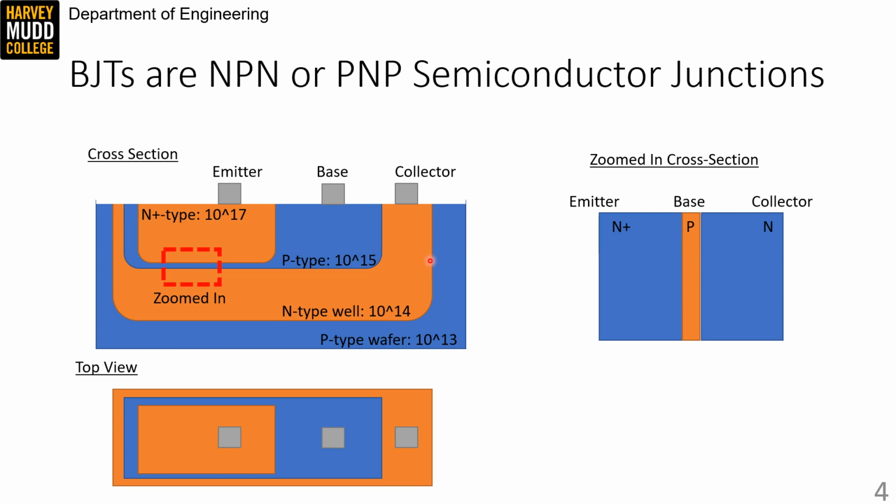Another thing that's worth noting about this NPN BJT structure is that the emitter region is very heavily doped at 10 to the 17th carriers per cubic centimeter, and that heavy doping has a special name. It's often referred to as N+ type doping as opposed to just N doping. Finally, notice that this base region is very thin, and that being able to design this very thin base is an important part of making a BJT.